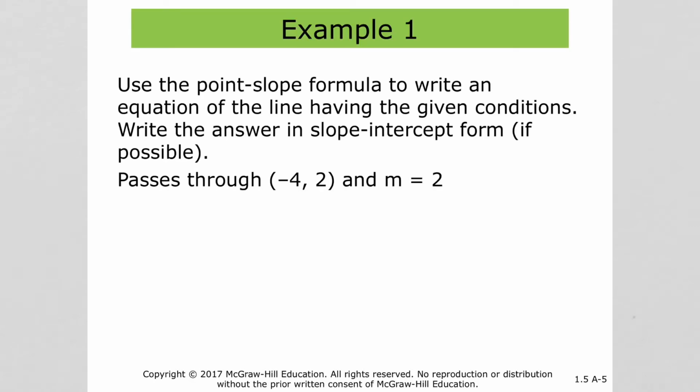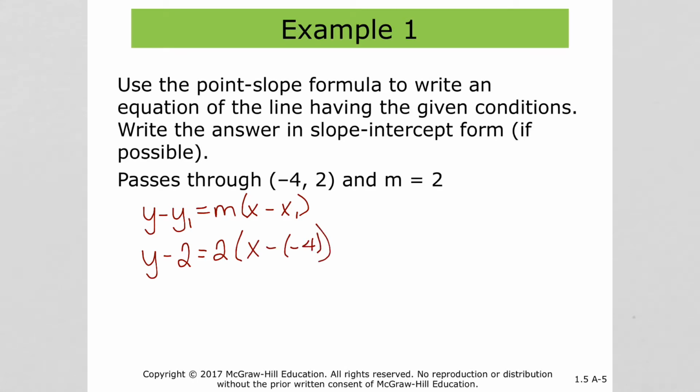So for example 1, we have the point negative 4, 2, and a slope of 2, and we're going to plug in to our point slope formula. So we've got y minus 2, which was the y value of our point. Our slope is 2, and x minus negative 4 is the x value of our point. So just simplify a little bit by saying x plus 4, and that is our point slope form.